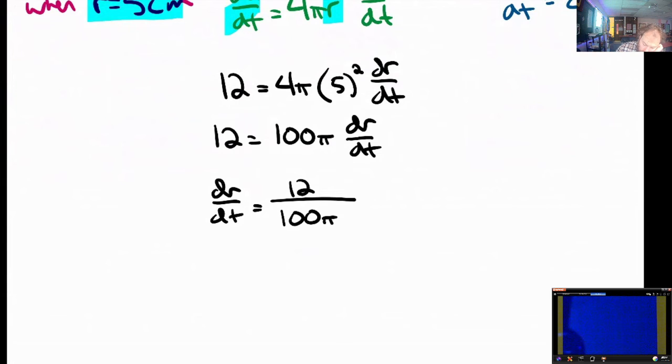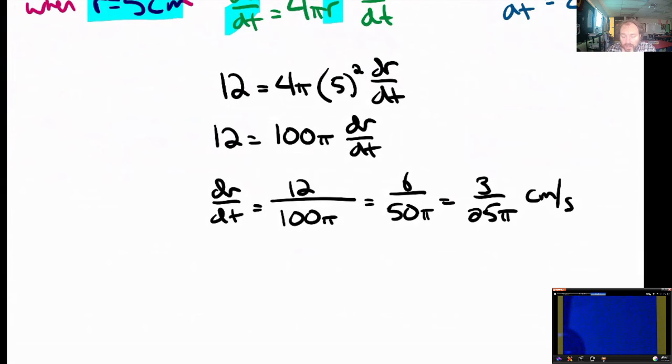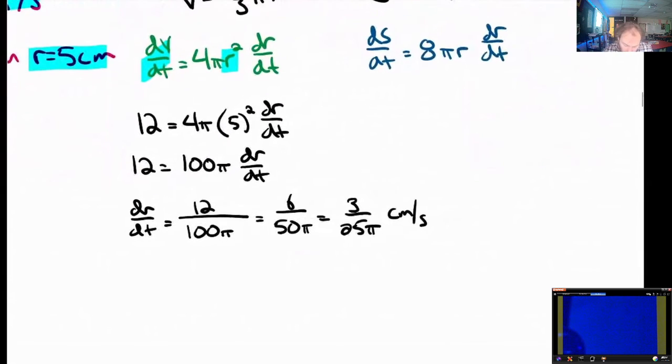And I suppose you could knock that down to 6 over 50. Those are both still even numbers. And so how about 3 over 25 pi? There we go. This is centimeters per second. I like that, because when we plug that in for dr/dt up here, the pi's will actually cancel out. Oh, that'll be nice. Oh, it'll be delicious.